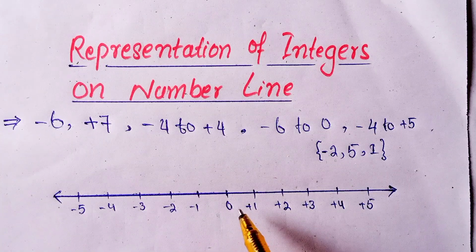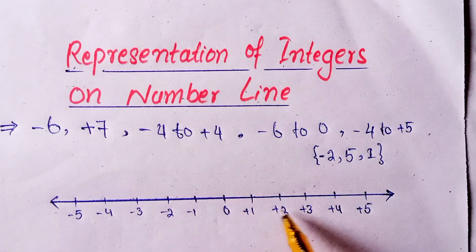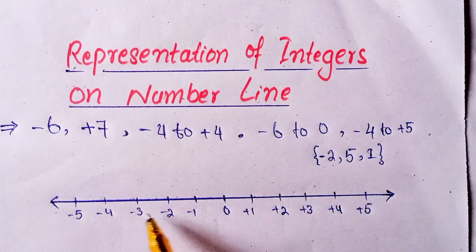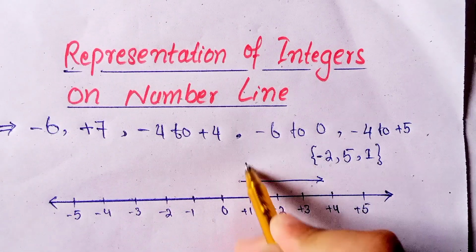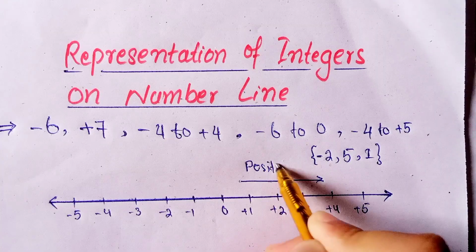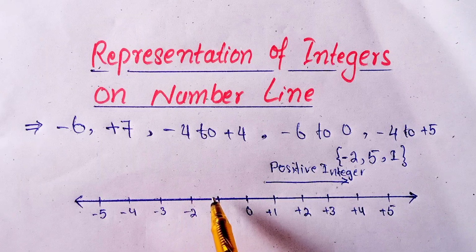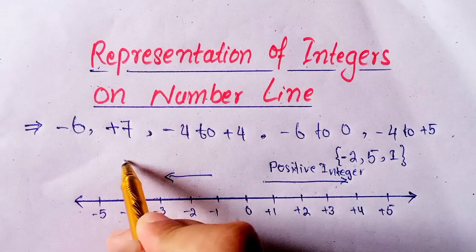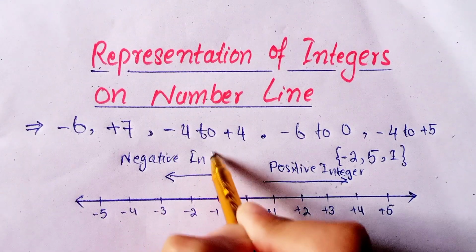So this is a number line in which the integers are represented. Here 0 is the central point or the reference point of the number line. Positive integers are on the right direction of the number line, and negative integers are on the left direction of the number line. So on the right side of the 0 point, these are positive integers. And on the left side of the 0 point, these integers are negative integers.